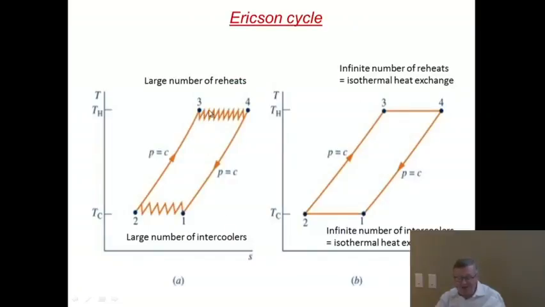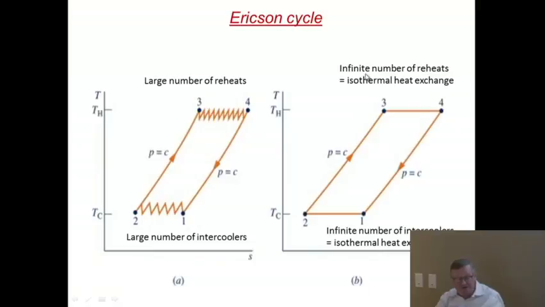If I have a large number of reheats, my cycle in my TS diagram would look like this. And if I had a large number of intercoolers, my cycle on the TS diagram would have teeth here on the cold side as well. What you can see is that this makes this temperature more uniform. This makes that temperature, on average, more uniform.